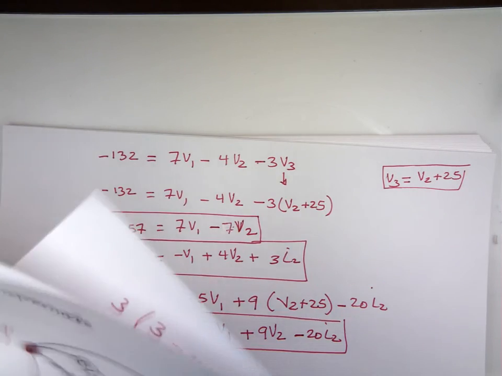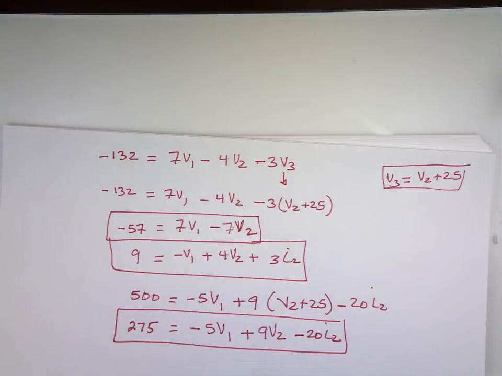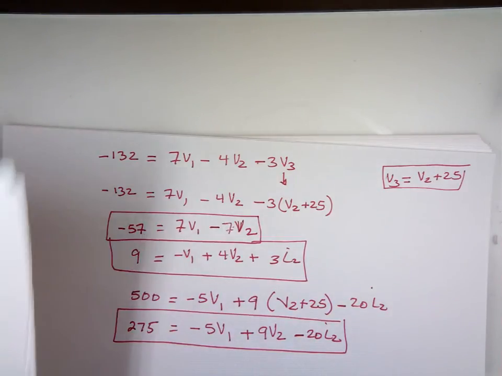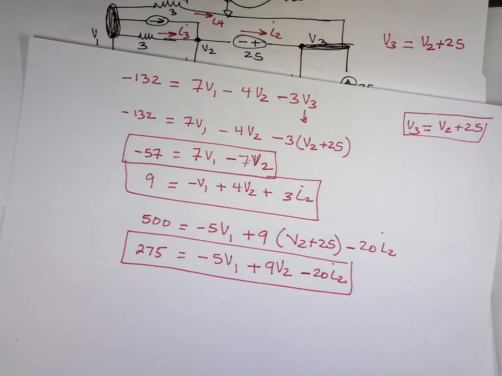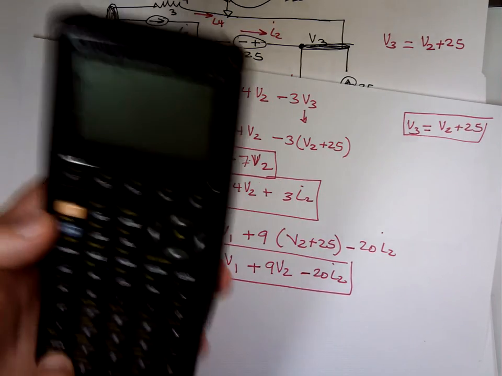Supernode says, you know what? Instead of doing all of this, let me draw the circuit one more time and redo the same problem. And by the way, let me just find the answer to this and show you that the answer is not going to change. I'll cheat on my equation here.